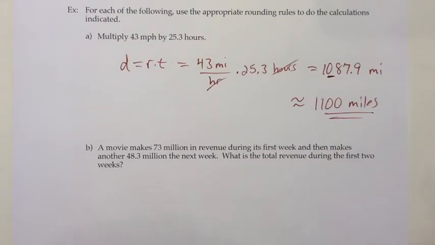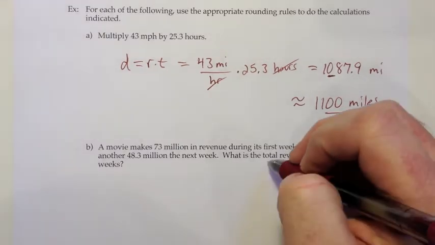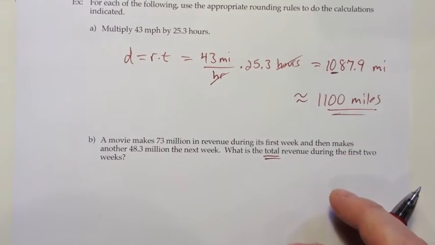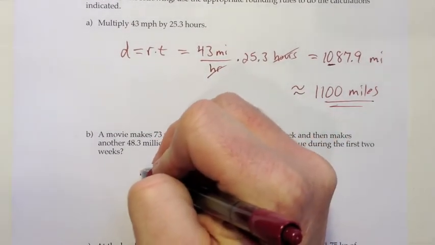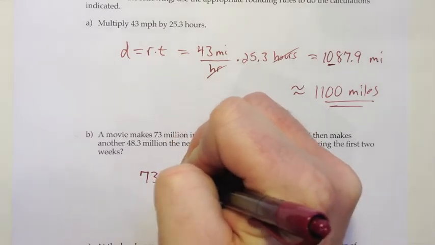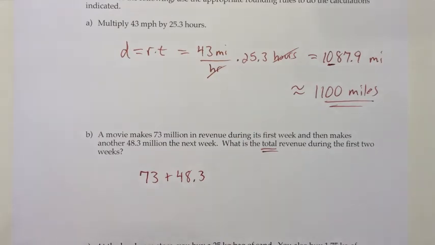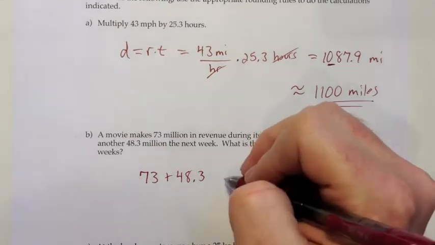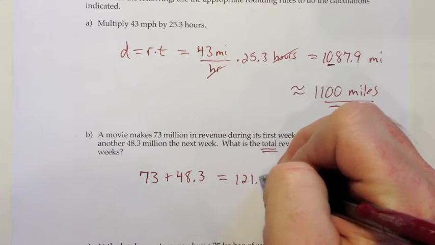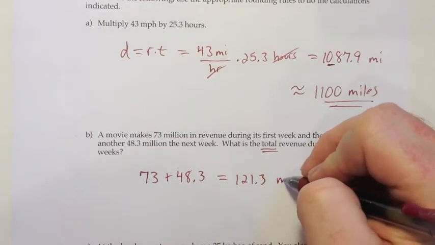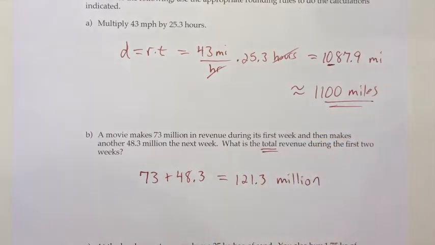A movie makes $73 million in revenue during its first week and then makes another $48.3 million the next week. What is the total revenue during the first 2 weeks? So when I hear them ask for the total, that sounds like it would be an addition. So I would do 73 plus 48.3. I'm just going to do that on a calculator off to the side. And I get 121.3. And then that would be million. And it doesn't really say, but it's probably $1 million if it's a US movie.